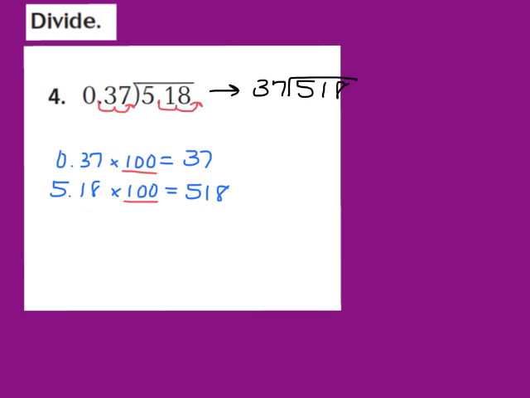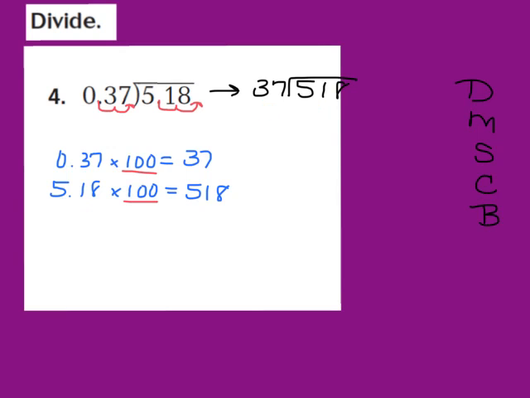So let's check out our division steps. Remember, division involves dividing, multiplying, subtracting, checking, bringing down, and then you start the process over again. So let's go ahead and see what we can do here with our division. First of all, I have 518 being divided by 37.